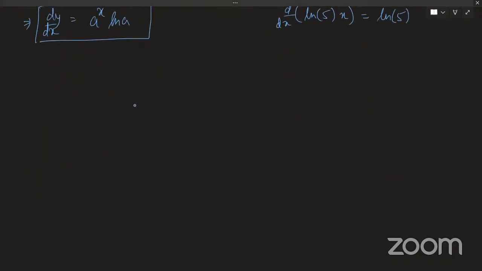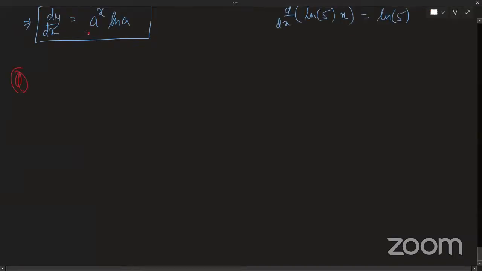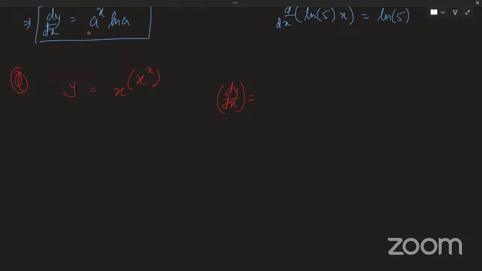Okay, great. So I just give you one small question for homework in this also. So you have got your y as x raised to x raised to x, and I ask you to find dy by dx. Fine. X raised to x raised to x. Let us see how we can do it. Fine. So that's it for today.